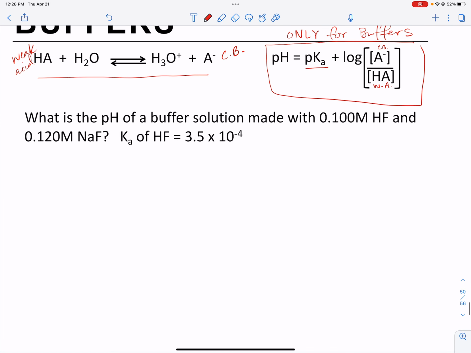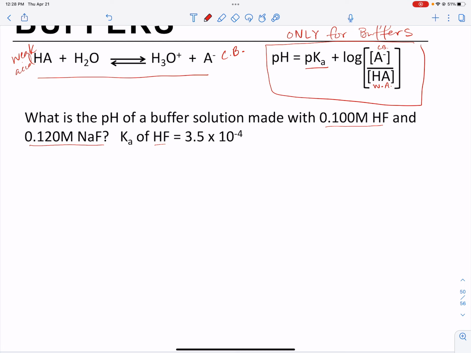So here is part 1. Part 1 of a buffer problem is always just asking you to solve for the pH of your buffer. It's not adding anything or taking away anything. We're just solving for pH. So it says, what is the pH of a buffer solution made with 0.1 molar HF, okay, and 0.12 molar sodium fluoride, okay? And then it says the Ka of HF, hydrofluoric acid, is 3.5 times 10 to the minus 4. Now the first thing you have to decide is which component here, HF or NaF, is my weak acid and which is my conjugate base.